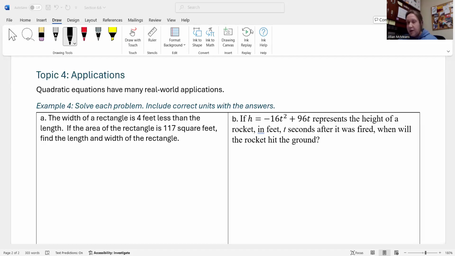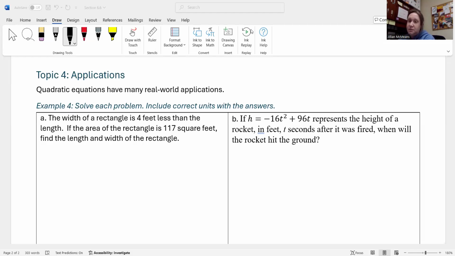For the last topic, I want to look at a couple of applications where solving quadratic equations by factoring would be involved. Quadratic equations are really cool. They have lots of real world applications. We're going to look at a couple of simple applications here. Example 4 says solve each problem, include correct units with your answer.